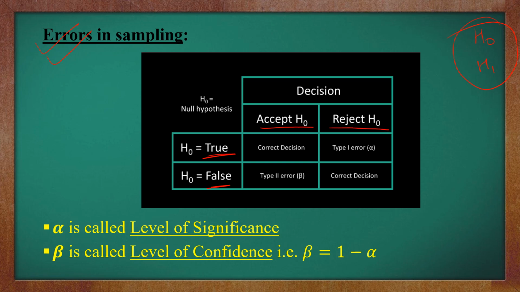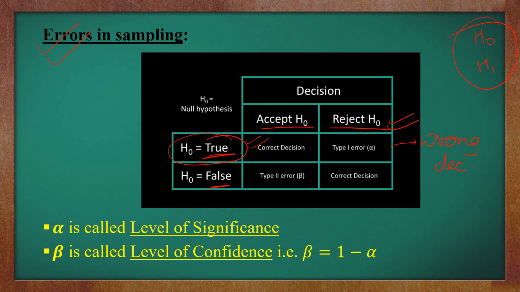Suppose whatever assumption you are taking is true and you are accepting it. It's very good, obviously, it's the correct decision. Nothing to worry about in this. But if your null hypothesis is completely true, but still you are rejecting it on the basis of the result we are getting with the help of testing, is it a correct decision? No, it's completely a wrong decision.